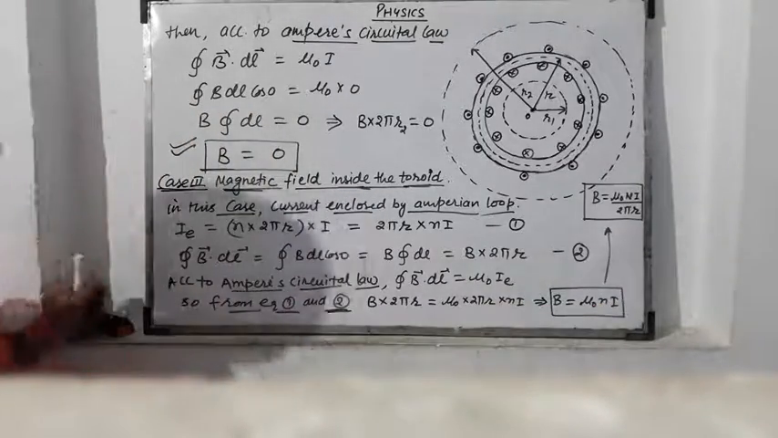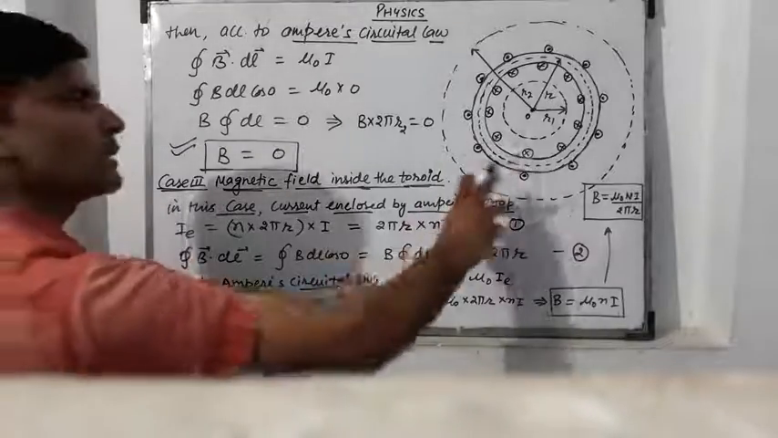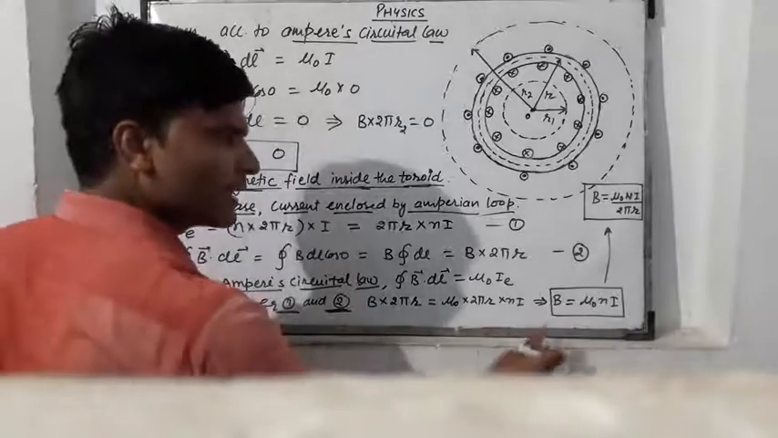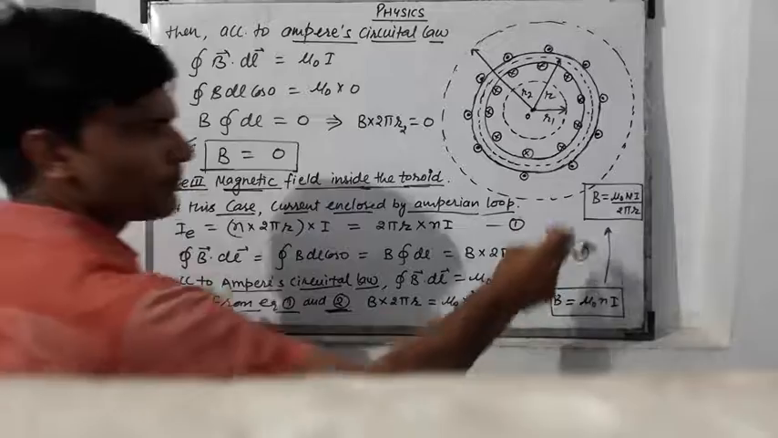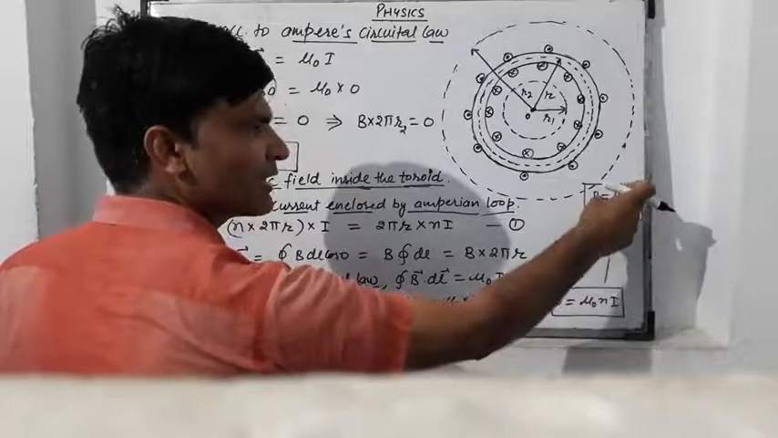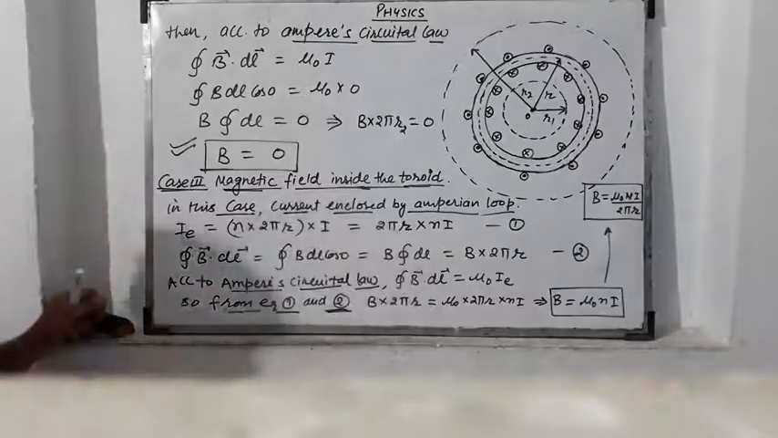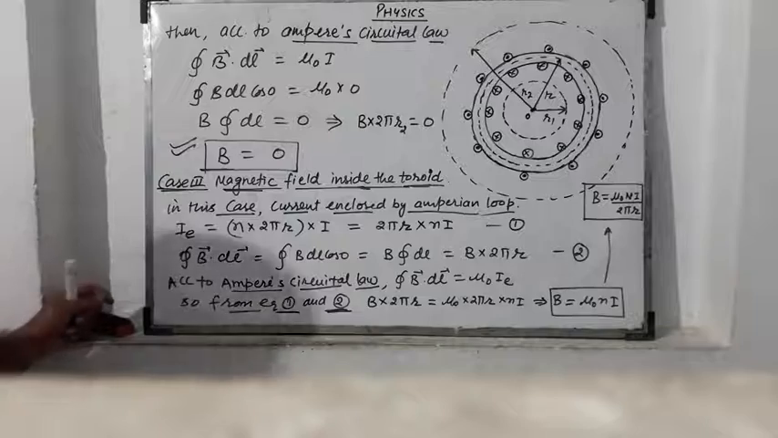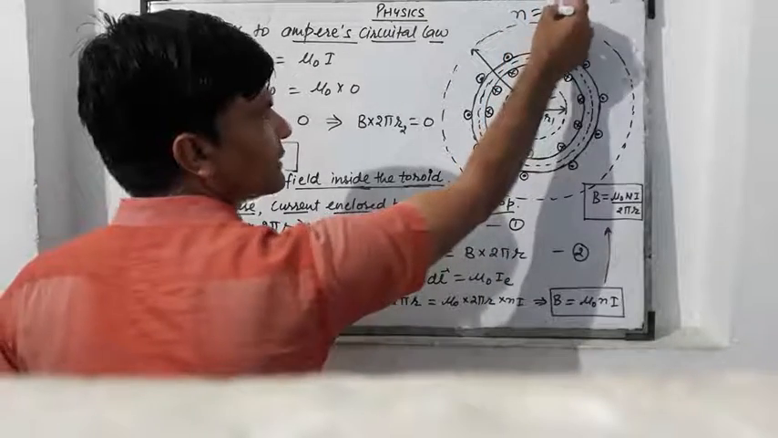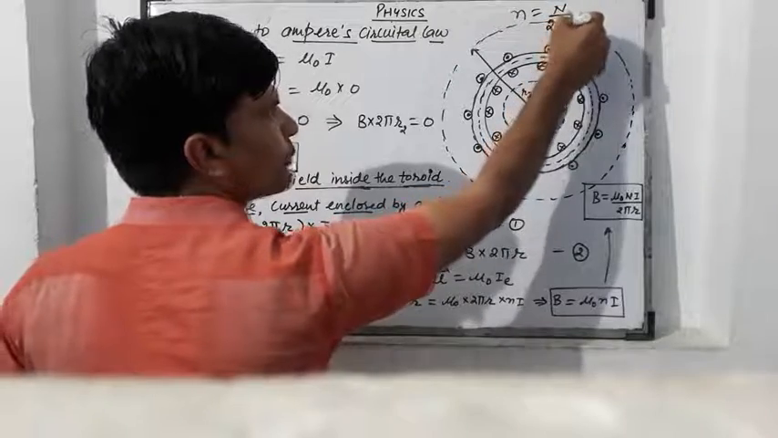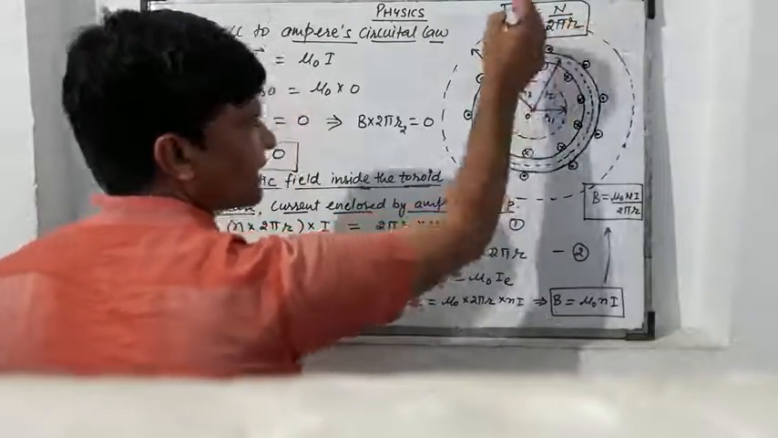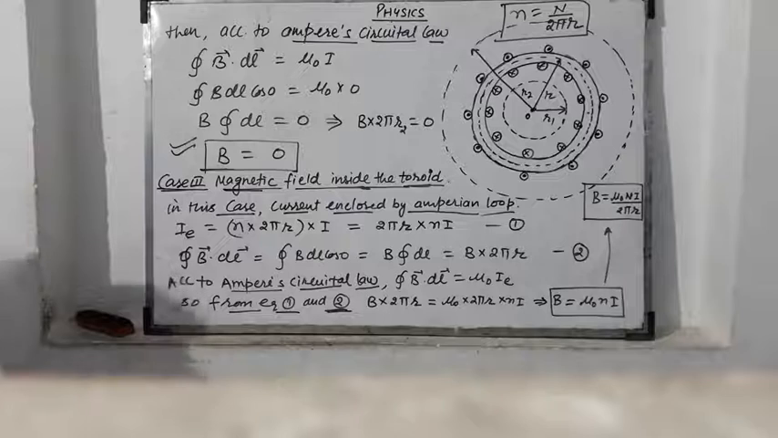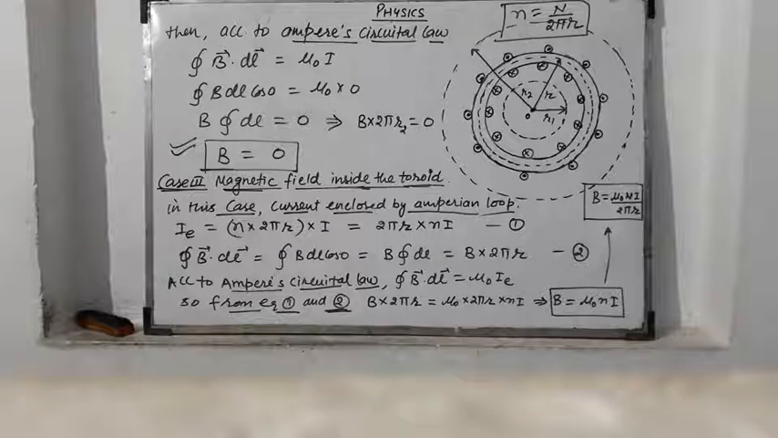This is similar to a solenoid because a toroid is also a ring shaped solenoid. This can be written as B is equal to mu naught capital N I upon 2 pi r, where capital N is the total number of turns, that is, small n is equal to capital N upon 2 pi r. This is the required expression of the magnetic field in the case of a toroid.